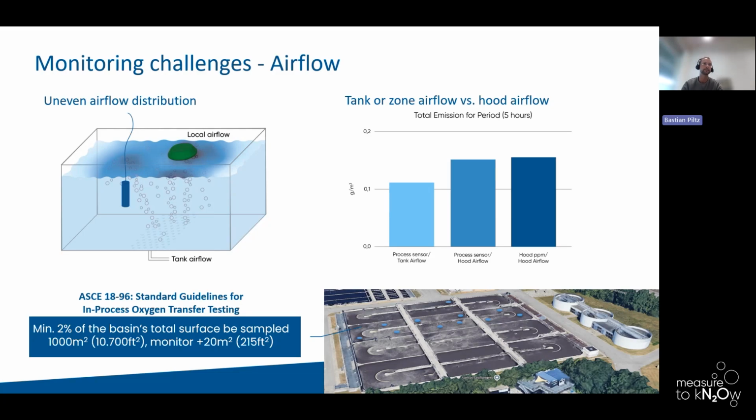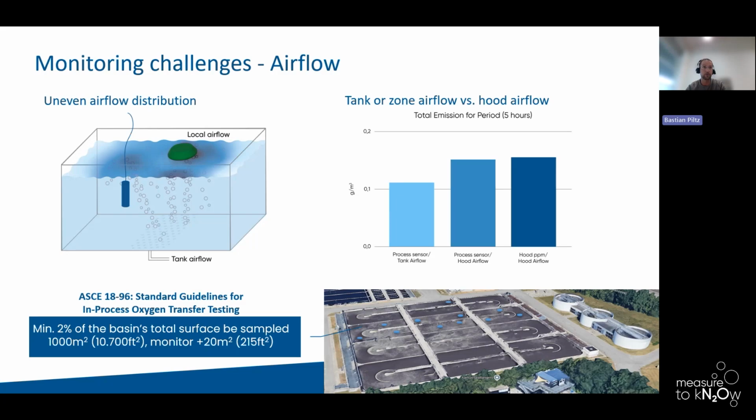And if you want to sample with airflow hoods, a comparable reasoning can be taken from the American Society of Civil Engineers standard. There it is stated that 2% of a basin's total surface area needs to be sampled in order to give a representative value for air going out of the process, in this case oxygen testing. So this means a lot of different places for measurement, and similar work is actually being done.